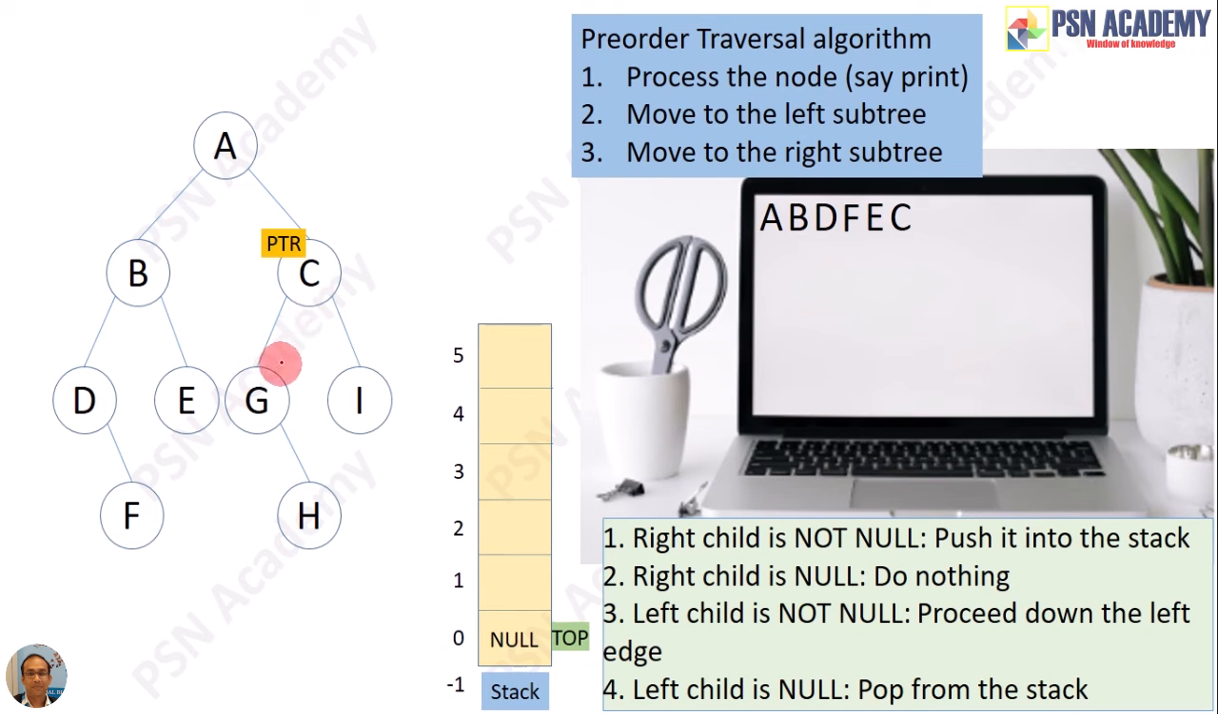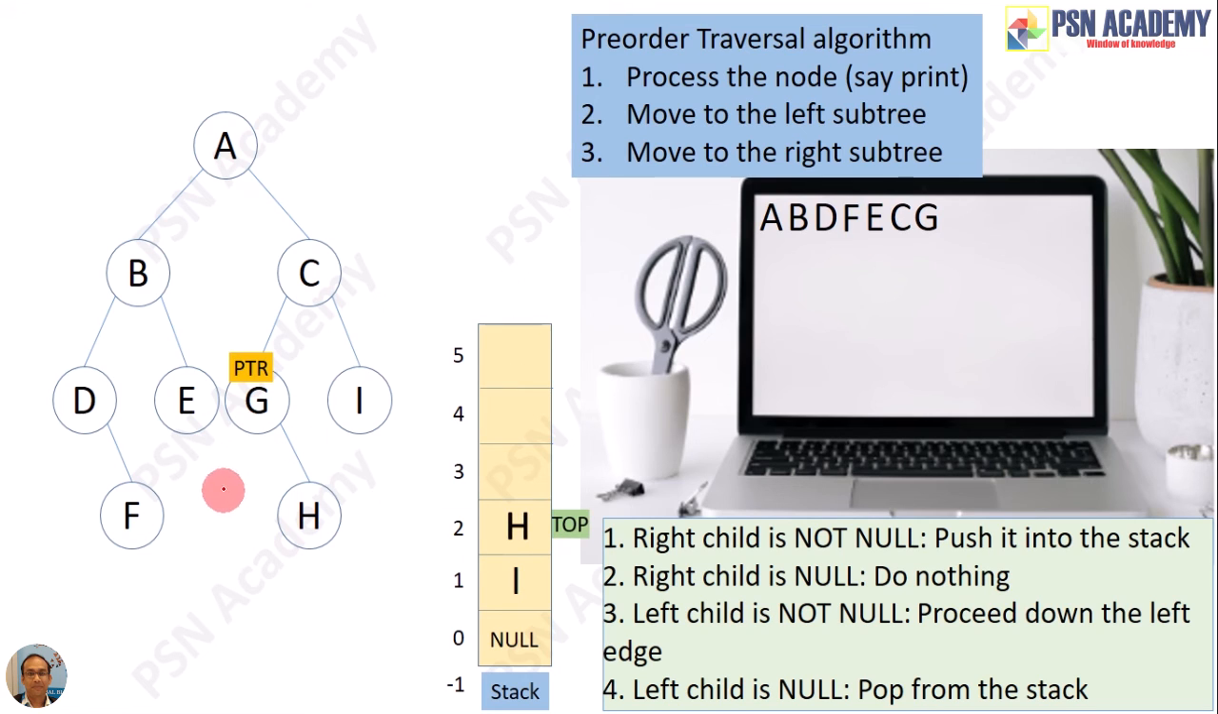Now you have to move towards the left. But before moving towards the left, you have to check the right child. Yes, there is. So follow rule number 1. Increase top and push I inside. Before moving towards the left, you check whether there is a left child or not. Yes, there is a left child. So follow rule 3. Proceed down towards the left edge. Now PTR is at a new node. Print it. Again, before proceeding towards the left, you check whether there is a right child or not. Yes, there is a right child. Push it into stack.